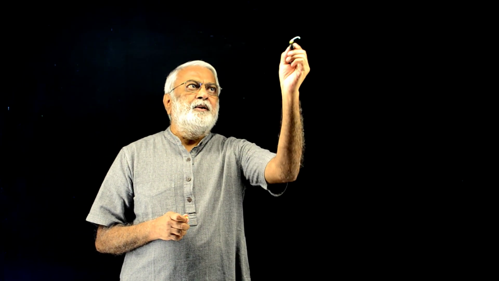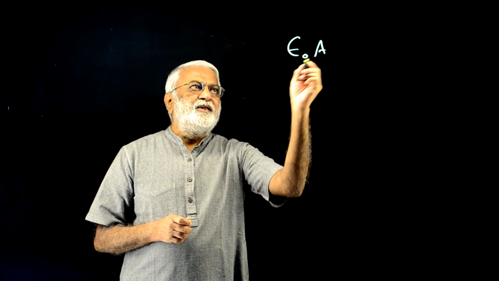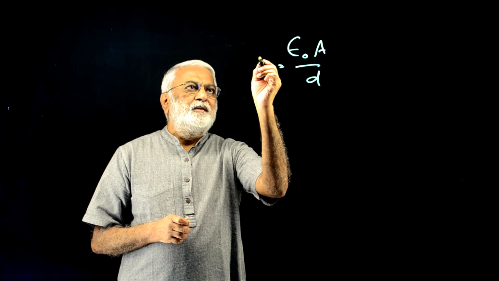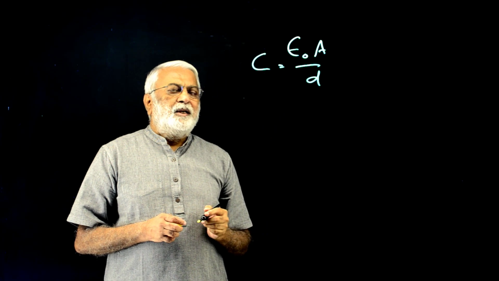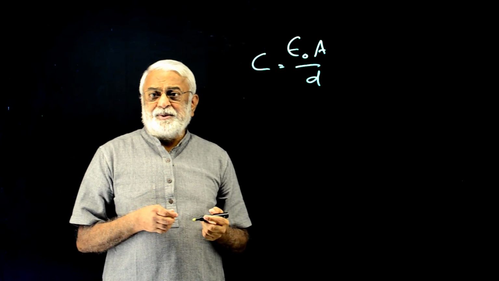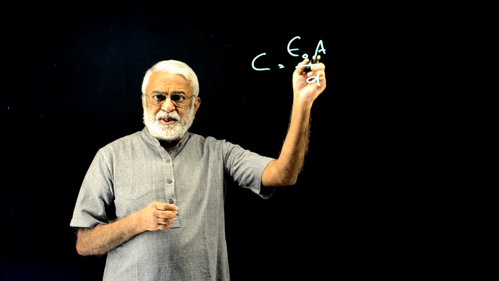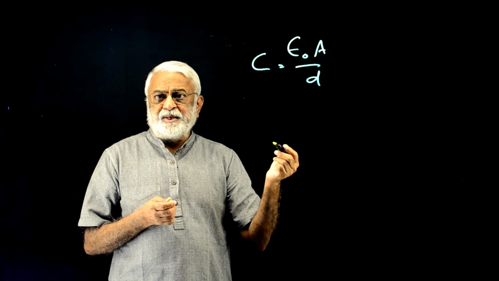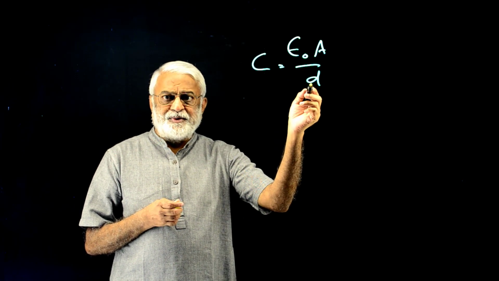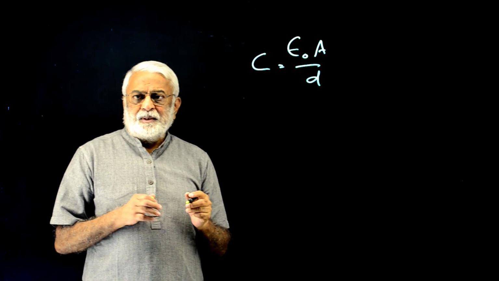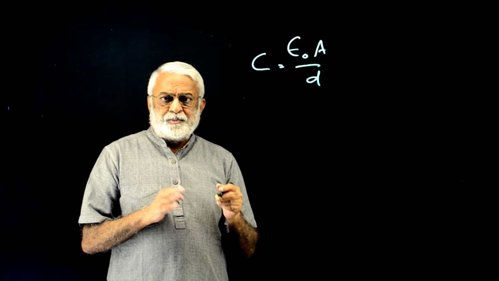We found the capacitance of a parallel plate capacitor. It is epsilon 0 A by D, and we know how to increase capacitance. We must have large area for the plates, the conductors, and a very small gap. That small gap is a problem.